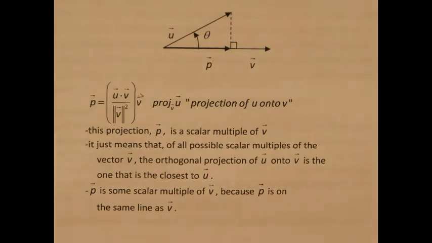This projection, again, p is a scalar multiple of vector v. It just means that of all the possible scalar multiples of the vector v, the orthogonal projection of u onto v is the one that is closest to u. Vector p is some scalar multiple of v because, again, p is on the same line as vector v.